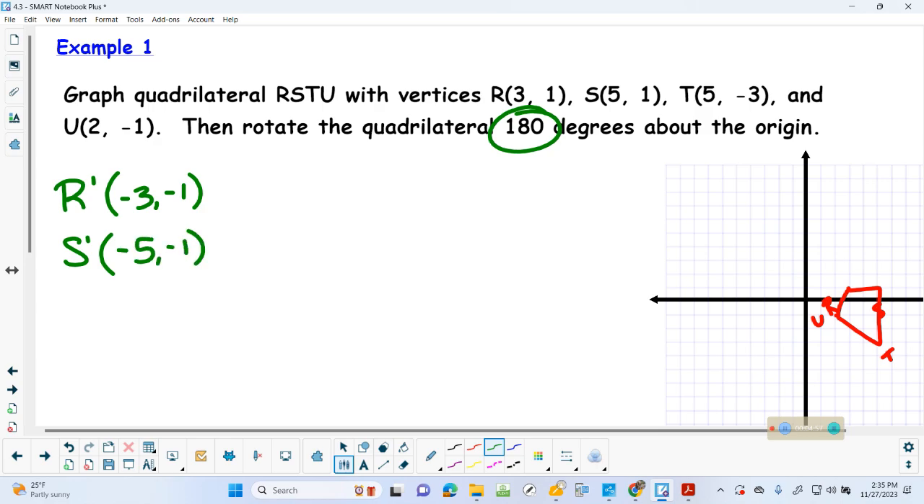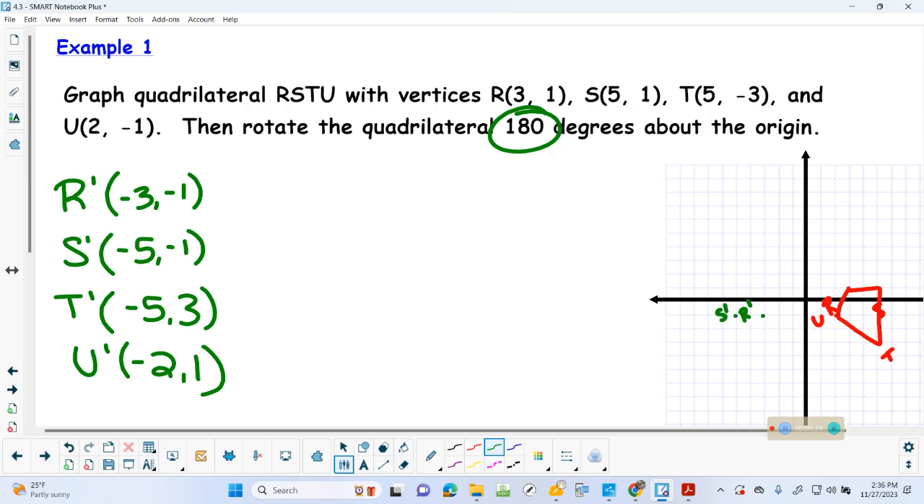And then let's see what else we got. T prime. Again, keep the order, change the signs: (-5, 3). And of course, U prime: (-2, 1). So I'm going to go ahead and mark those. We have to be good at writing ordered pairs too, because sometimes they will ask you for that. So R prime (-3, -1), S prime (-5, -1), T prime (-5, 3), and U prime (-2, 1). I'm just going to connect it.